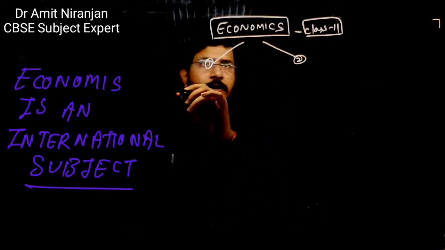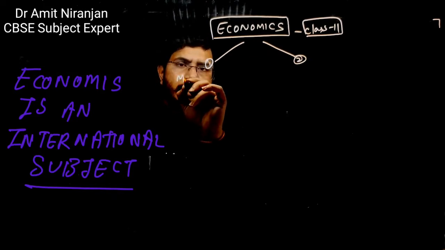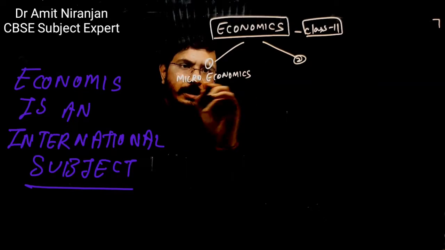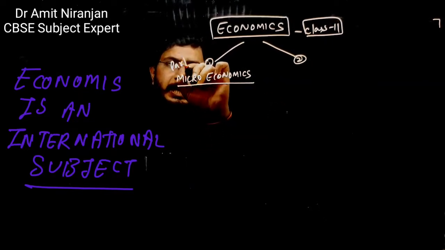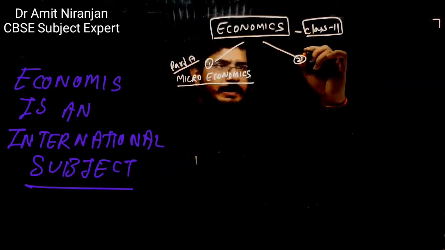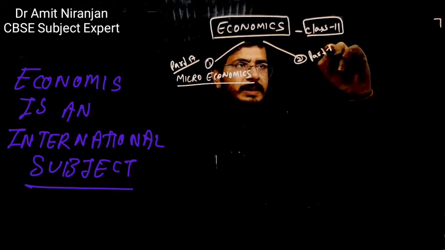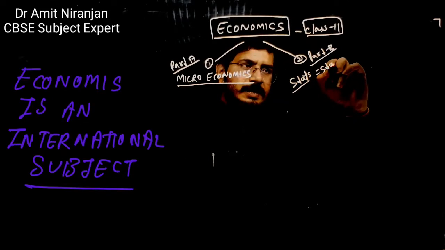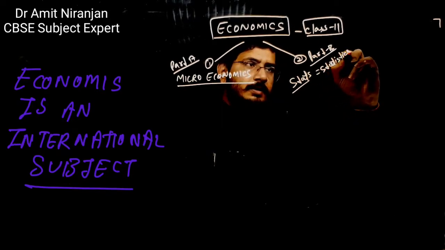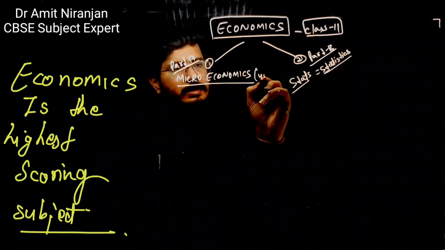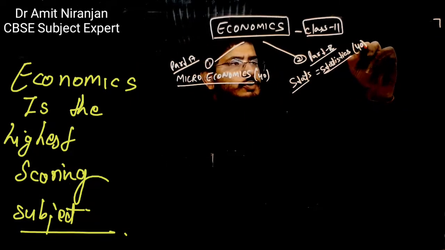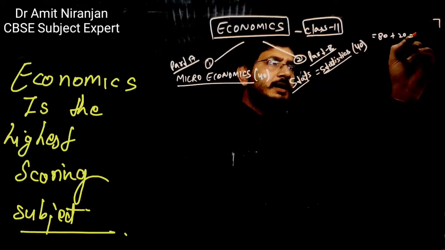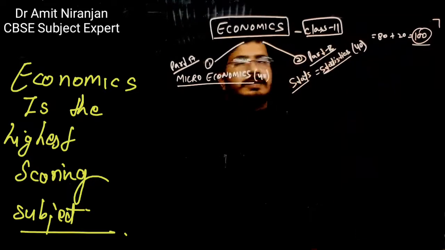So the first topic of economics is microeconomics. It means it is a part of economics. This is part A. Exactly right. Next, what is part B? So part B is stats, or you can say statistics. Right? Microeconomics carries 40 marks, statistics also carries 40 marks, so the total is 80, plus 20 is practical, and the complete weightage is 100 marks.